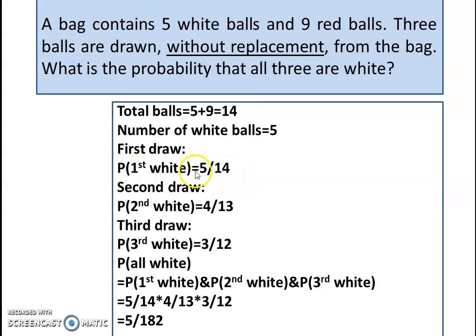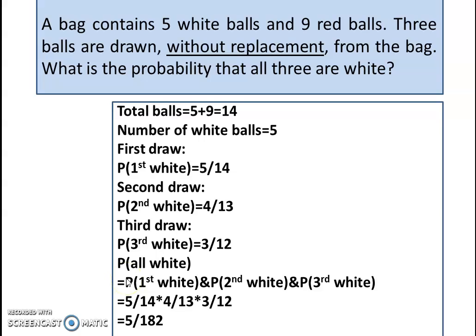Now we are not replacing that ball. Now total balls left is 13 and total white balls left is 4. So in the second draw, the probability that the ball is white will be 4 upon 13. Now again we are not replacing that ball. Now we are left with 12 balls and white balls left is 3. So in the third draw, getting a white ball will be 3 upon 12.